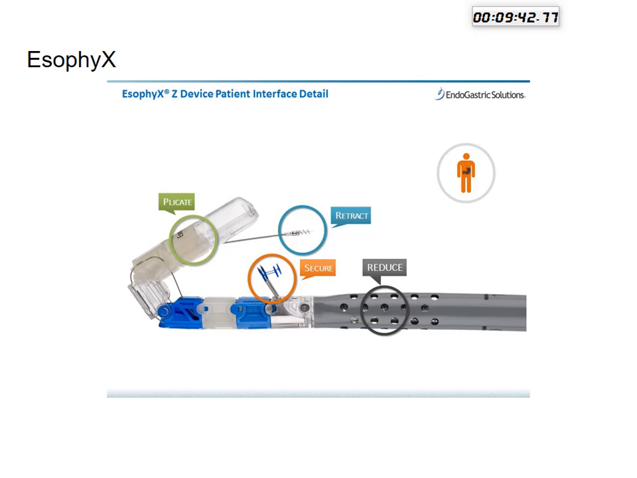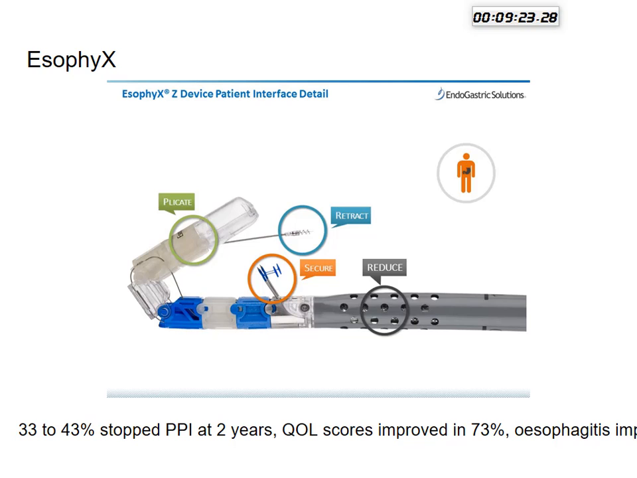EsophyX is an endoscopic fundoplication device, or a non-incisional fundoplication device, which is supposed to reduce small hernias, retract the hernia, and do a fundoplication from the inside. I'm not going to say a huge amount about it, except that I don't think it's got a huge amount of evidence to suggest it should be done at the moment. The PPI use is still incredibly high afterwards.